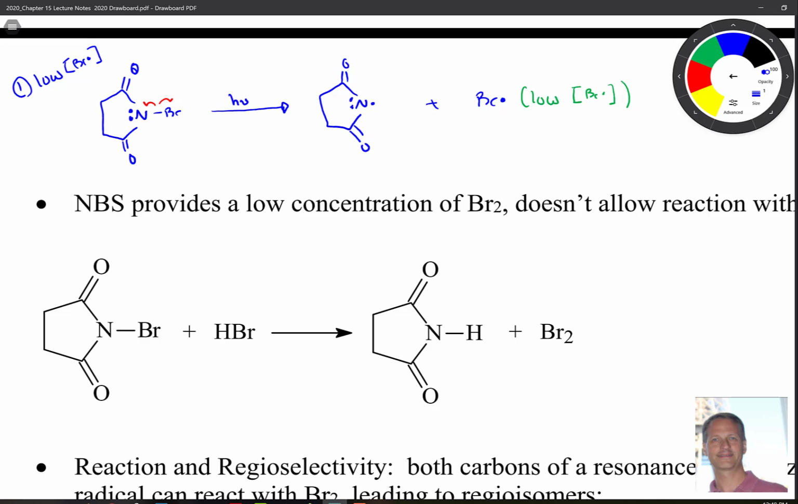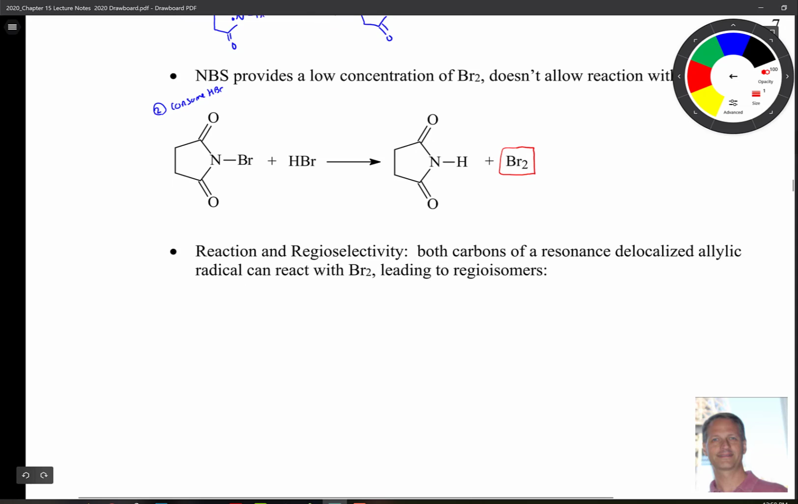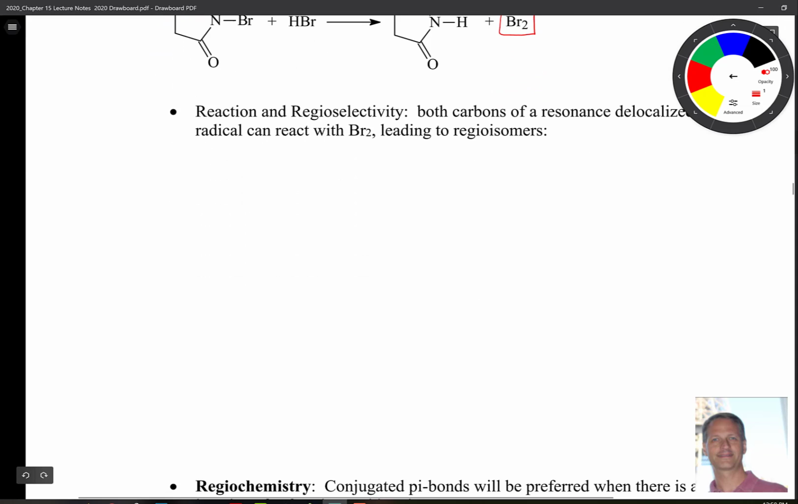Okay. And then the second thing is that we want to consume or limit the production of HBr. So when you look down here at your NBS and add HBr, the NBS consumes your HBr, and it also gives you this kind of low concentration of Br2 here. So there's your Br2 also that can get cleaved for your free radical reaction, but it's produced in low quantities. Right?